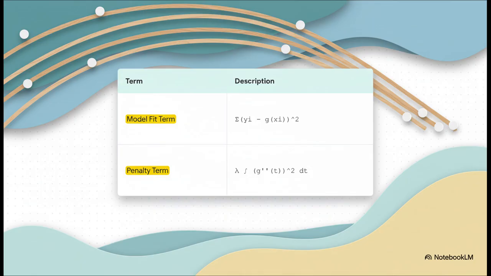It's a trade-off. It's a tug of war. This first term here wants to fit the data perfectly. It wants to touch every single point. But this second term, the penalty term, wants the curve to be as smooth as possible. Ideally, a perfectly flat line. And this little lambda here, that's the referee. It controls the balance between these two competing goals.